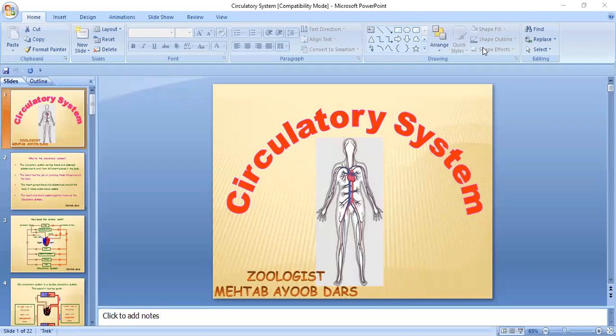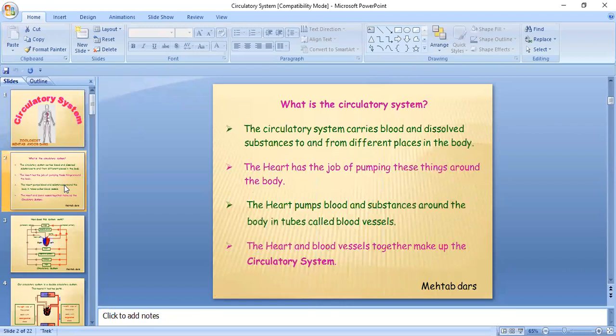So today we will discuss the circulatory system. First, what is the circulatory system? The circulatory system carries blood and dissolved substances to and from different places in the body.